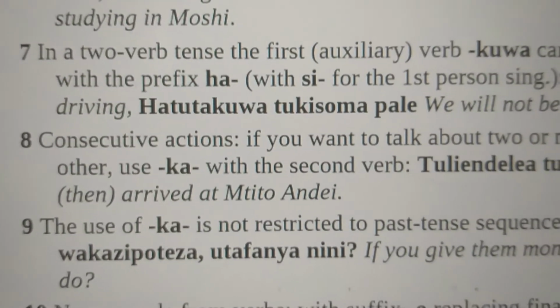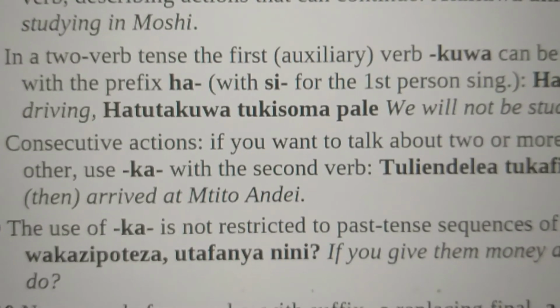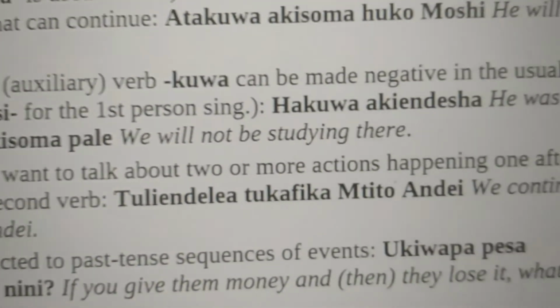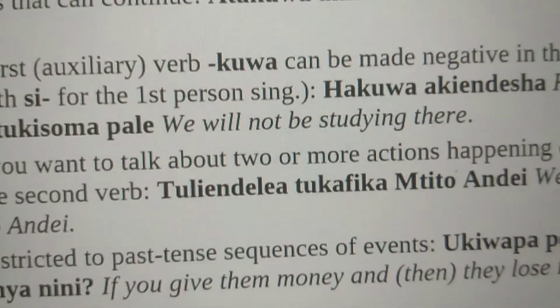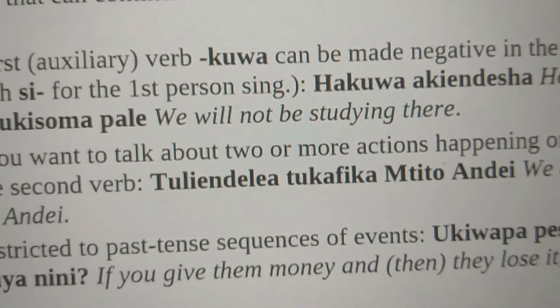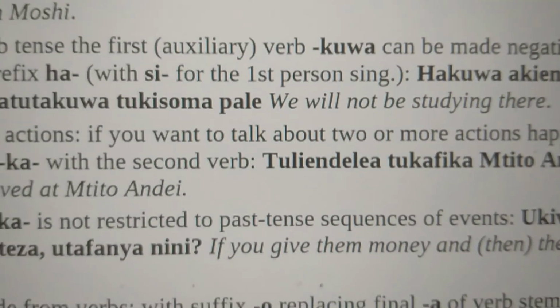Right here in number 8 of the grammar points, it was mentioned that it's basically for consecutive actions. So if you want to talk about one or more actions, every single time you mention another action, you have to put the "ka" there instead of the time tense. So yeah, it makes much more sense now.